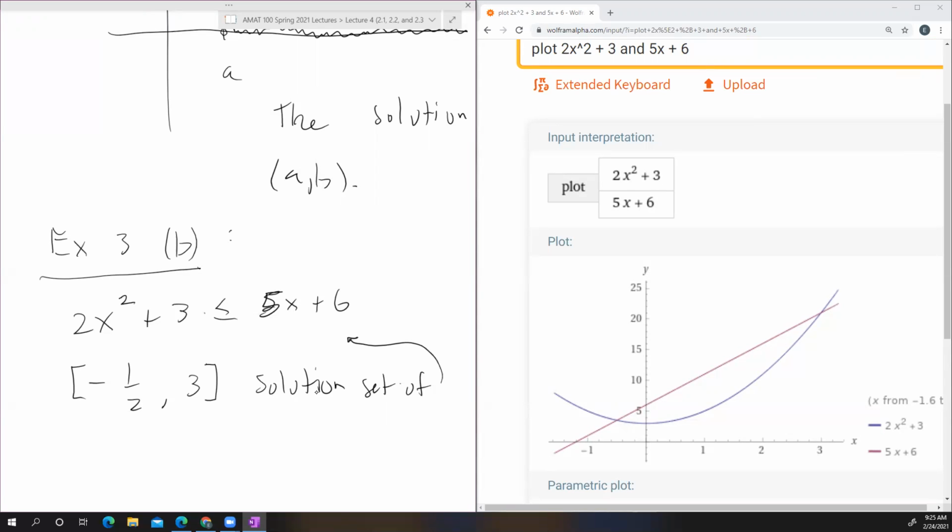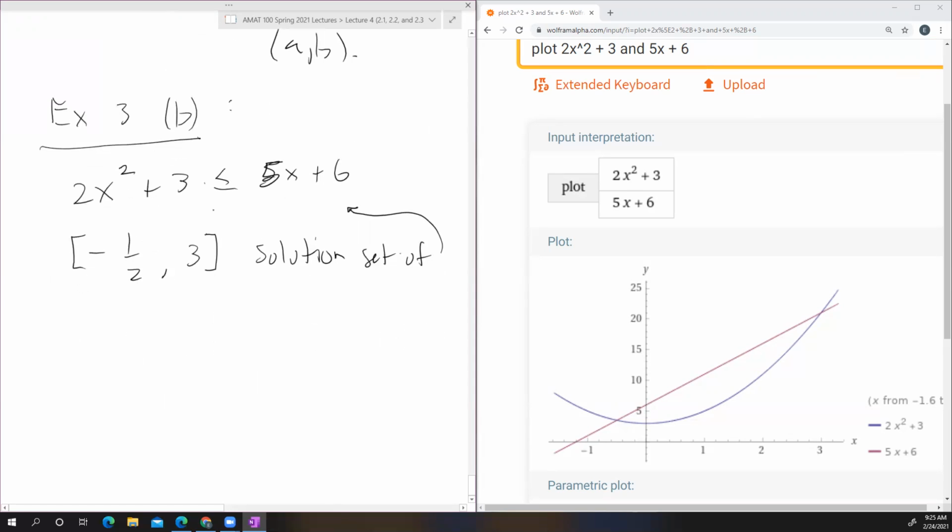I can fail in my perception, and the computer can fail me in some way. But this will give you a rough idea of what the solution set is. And if for some reason it's too hard to determine from the graph, you can always use that algebraic method to solve this inequality.